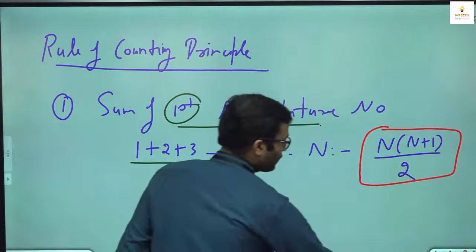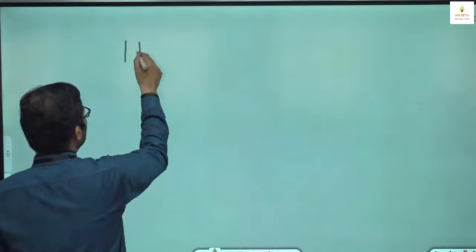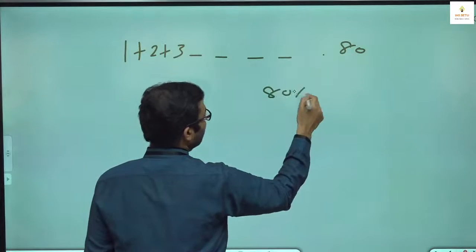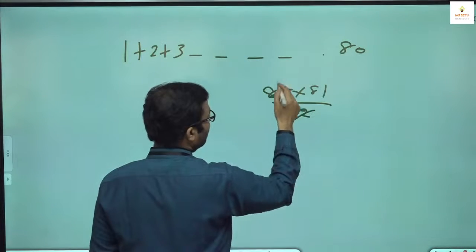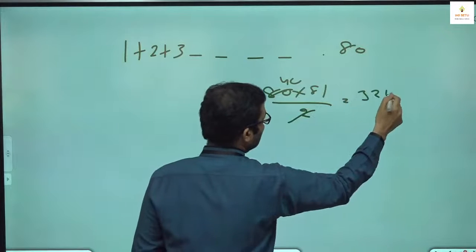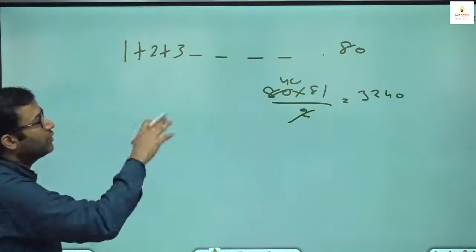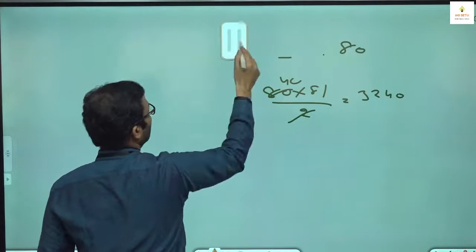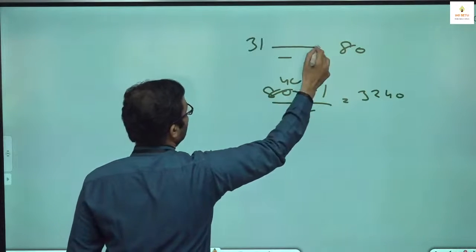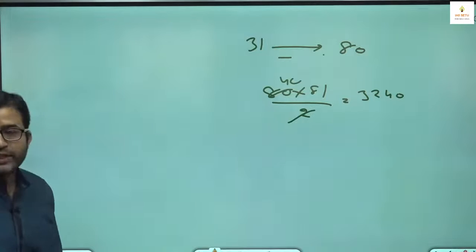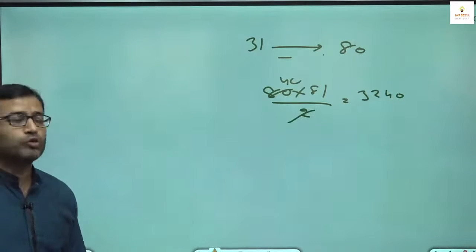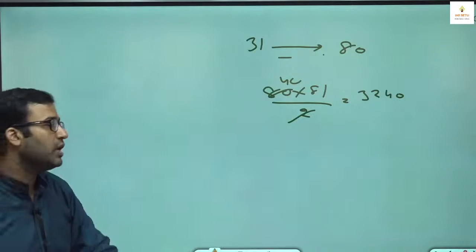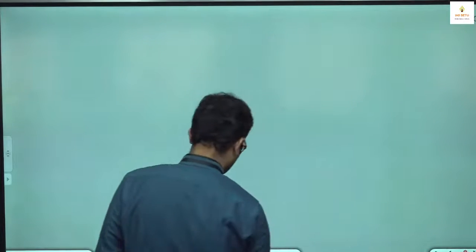आप मुझे जो आंसर दे रहे हो ना, आप आंसर दे रहे हो मुझे 1 plus 2 plus 3 up to 80. 80 into 81 divided by 2, I get 3240, but I have not asked 1 to 80. I have asked a question 31 to 80. So it is not a direct question. What we have to do, if you want to use this formula, we have to do some adjustment in this question. I tell you how to handle this question.